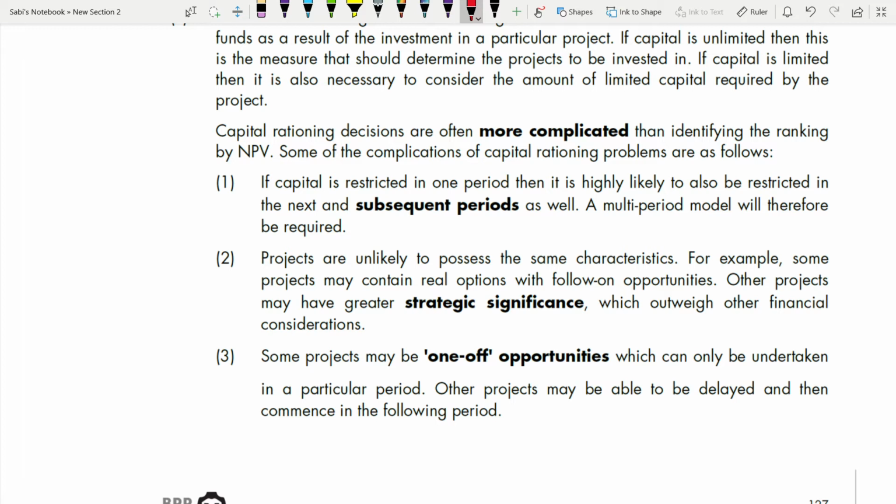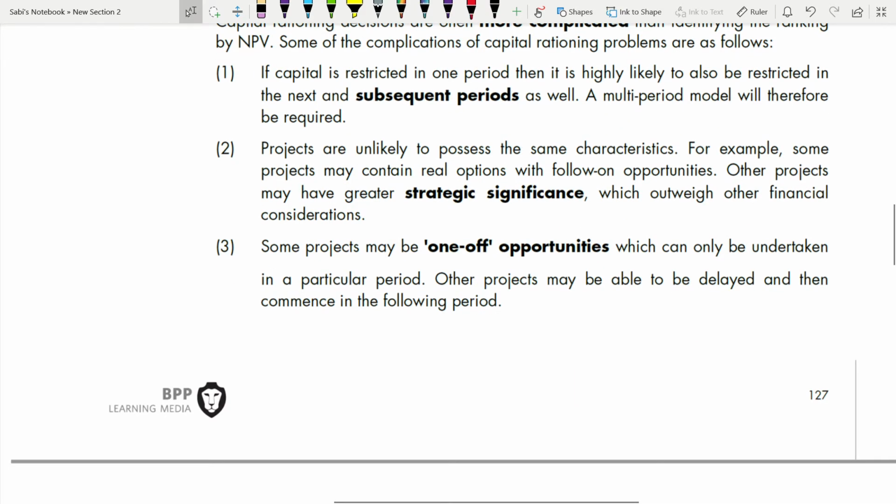Other projects may have a greater strategic significance which outweighs other financial considerations, and some projects may be one-off projects which can only be undertaken in a particular period. Other projects may be able to be delayed and then commence in the following period. You can even copy paste this answer.